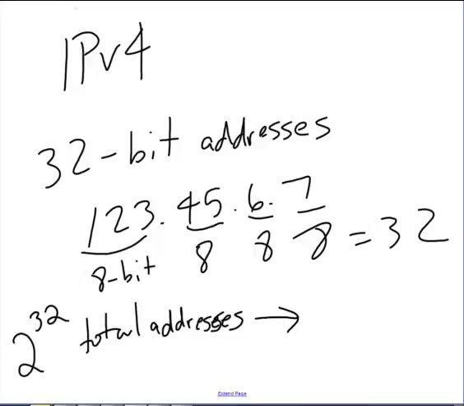The sum total of which is approximately 4 billion. Which sounds like a lot until you realize that there are already 5 billion people on the planet, or more. Actually, are we up to 6 now? So we have less than one IP address per person on the planet.